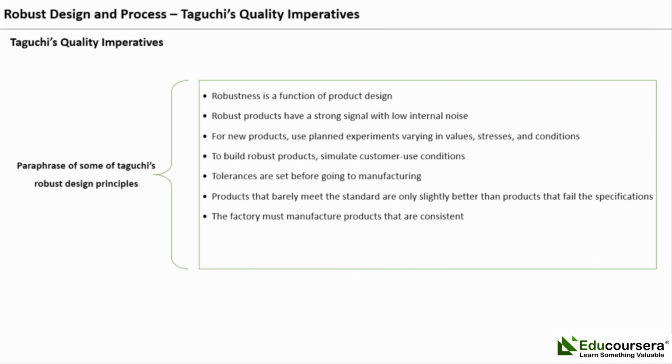The factory must manufacture products that are consistent. Reduced variation is needed for consistency. Reducing product failure in the field will reduce the number of defectives in the factory. Part variation reduction decreases system variation. Proposals for capital equipment for online quality efforts should have the average quality loss function added to the proposal.